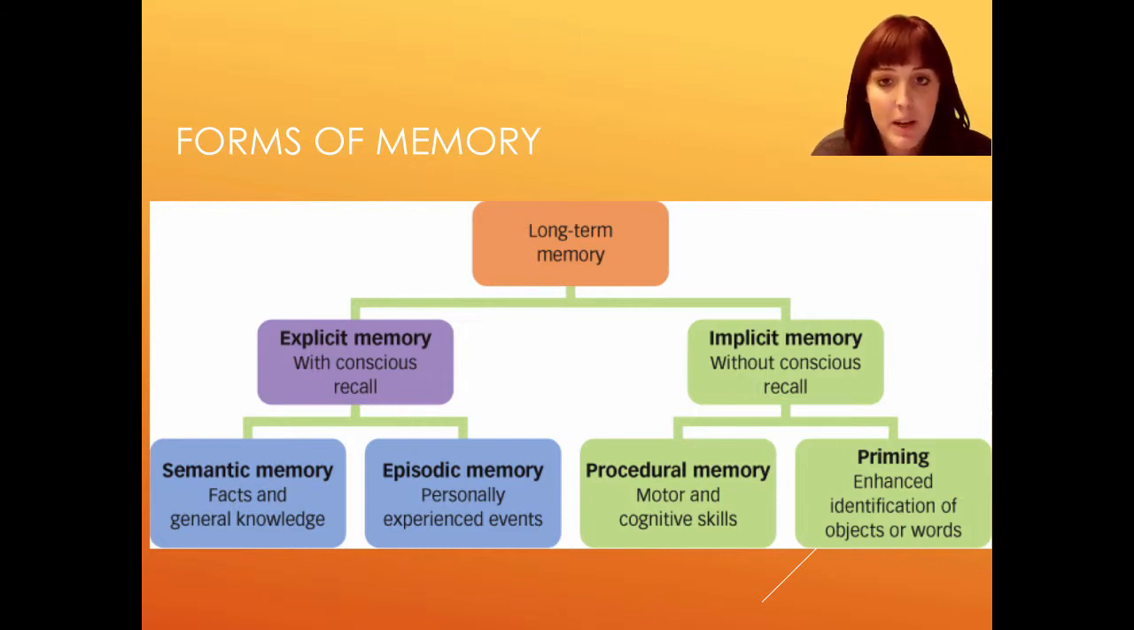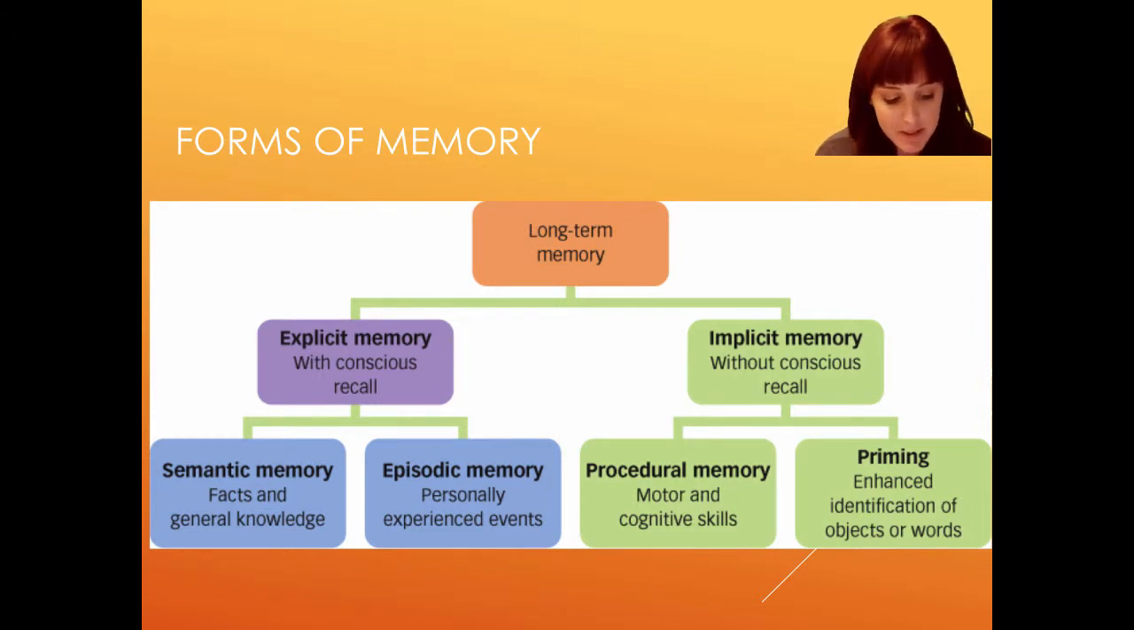So now that we've talked about the different types of encoding and storage mechanisms, as well as the different types of retrieval cues, let's dive into the different types of memory within your long-term memory. The first of which is explicit memory. And this organizational hierarchy is just to give you an idea of what is included within the different types of long-term memory. So there's two core types of long-term memory. The first is explicit memory.